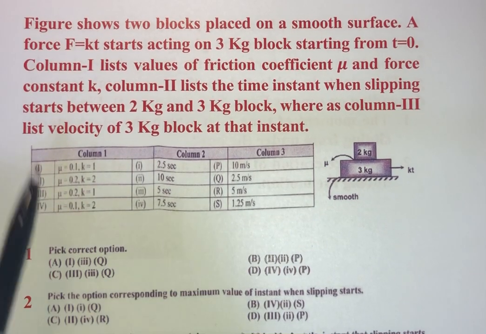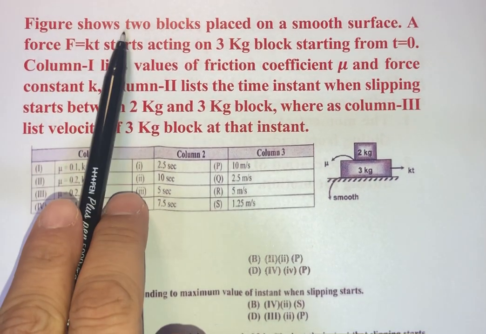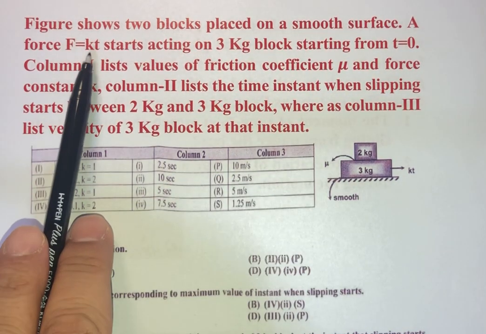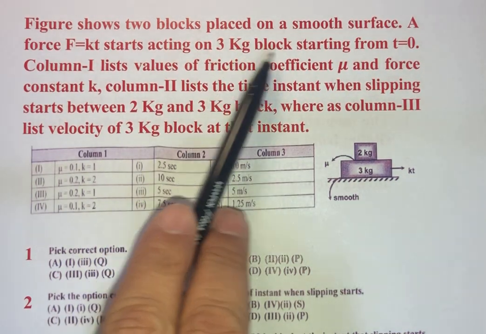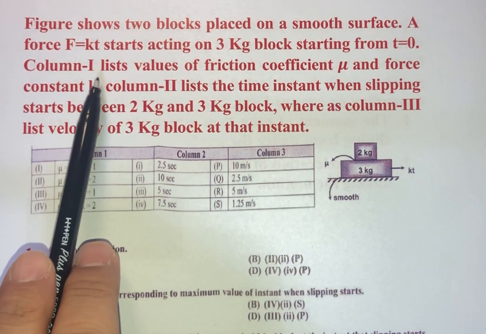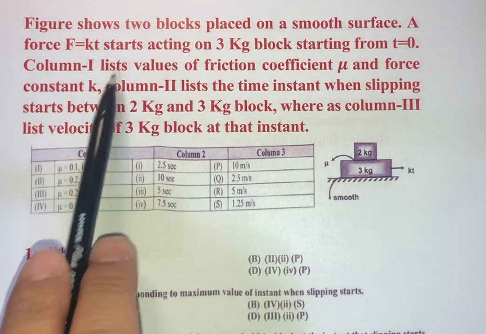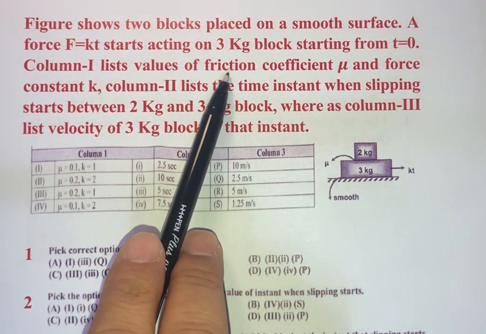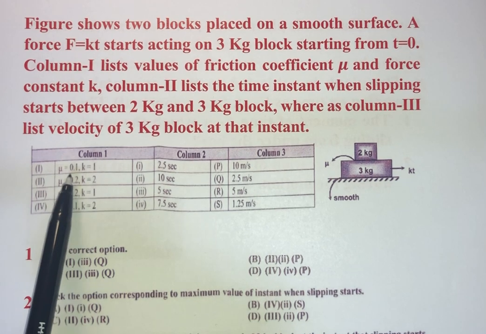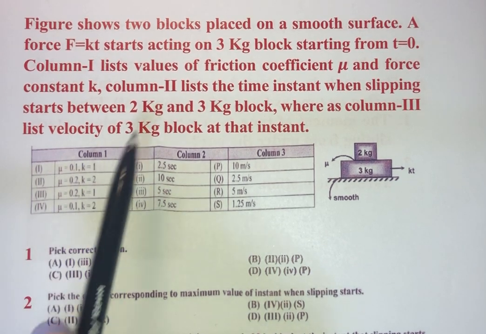Hello friends, today's question. The figure shows two blocks placed on a smooth surface. A force F = kt starts acting on the 3 kg block starting from t = 0. Column 1 of the table lists the value of the friction coefficient mu and the force constant k. So column 1 consists of mu and k.